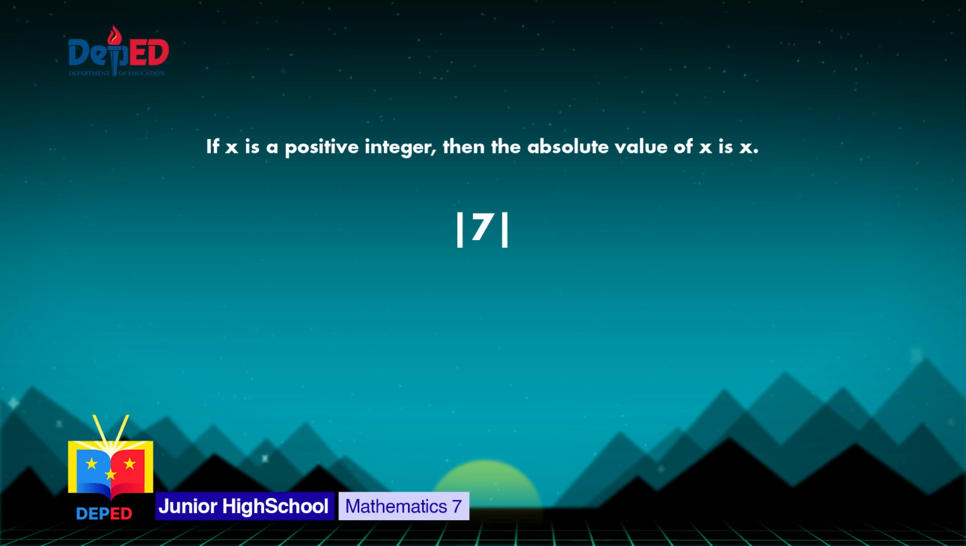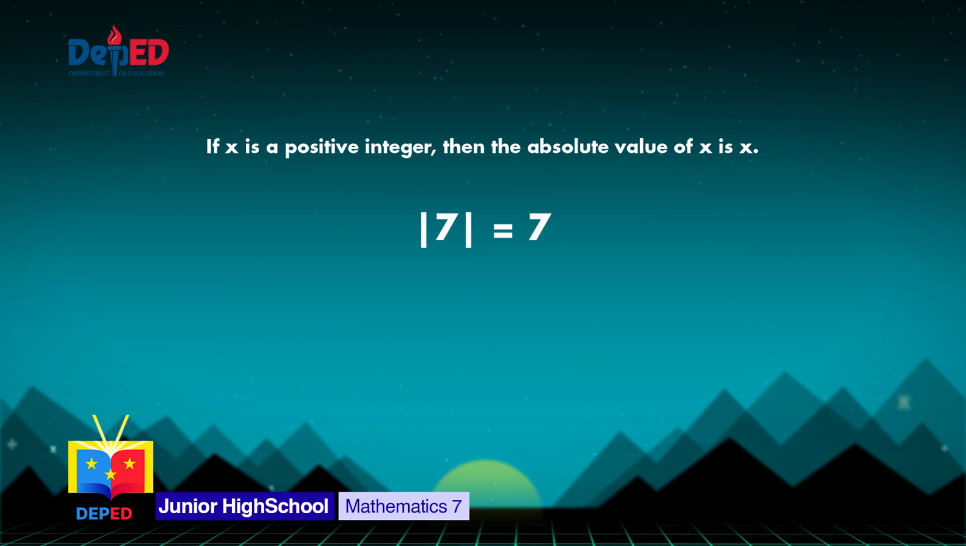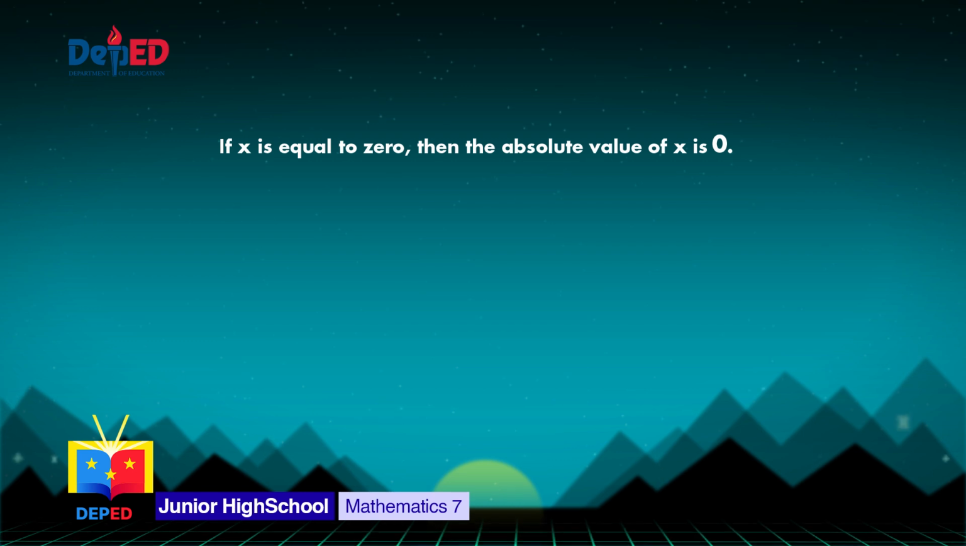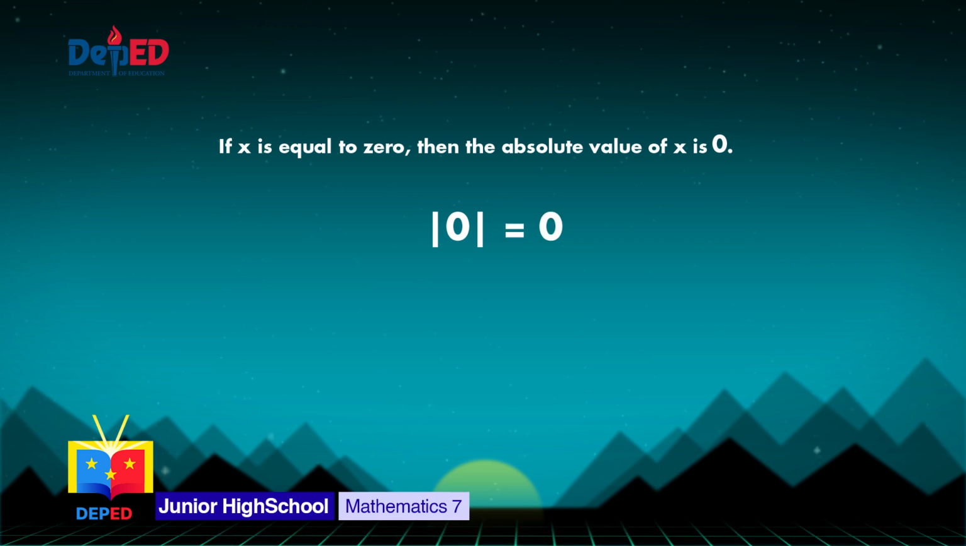Consider the following examples. If x is a positive integer, then the absolute value of x is x. Since 7 is a positive integer, then the absolute value of 7 is 7. If x is equal to 0, then the absolute value of x is 0. Since 0 is equal to 0, therefore, the absolute value of 0 is 0.